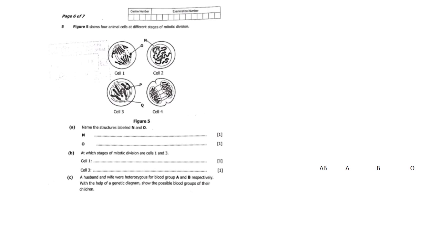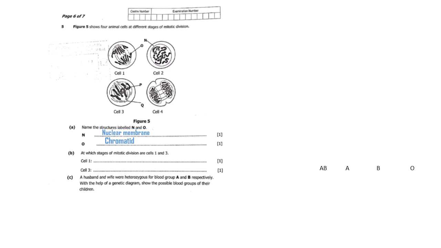A. Name the structures labeled N and O. We can see N is just pointing there. So N will be the nuclear membrane and O will be chromatids, as we can see here where N is pointing and O is pointing.